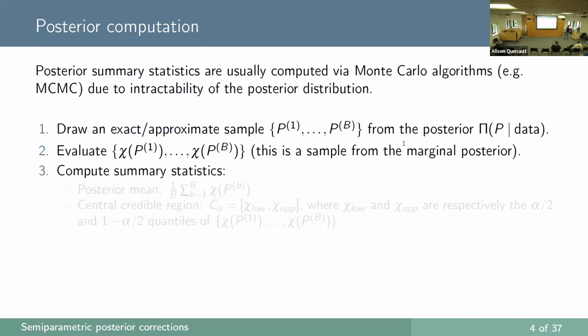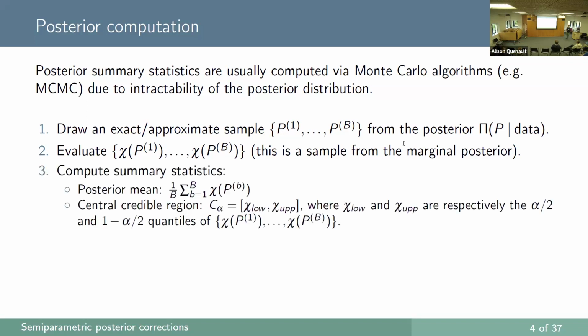And then once we have that, we can use Monte Carlo arguments to evaluate our summary statistics. So if we want the posterior mean, we just take the sample average of our marginal posterior samples. If we want a credible region, for example what we call a central credible region, then we simply look at the quantiles for alpha over 2. So for example, if we want a 95% interval, we look at the 2.5% upper and lower quantiles, and then use that to give us the credible interval. Okay, so that's my intro to Bayesian inference.